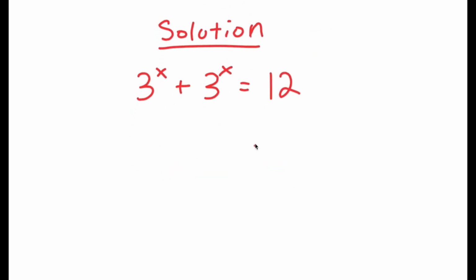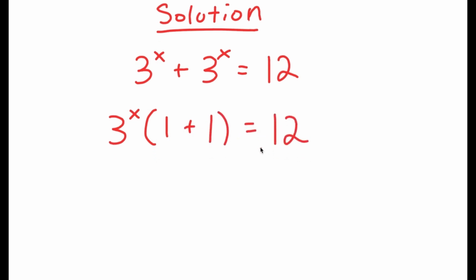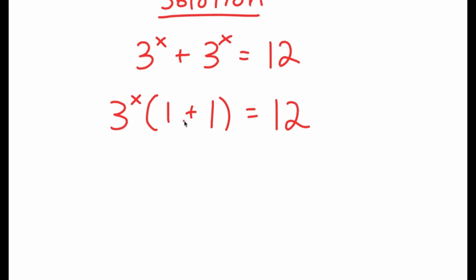And what I'm first going to do is factor out 3 to the power of x. So I get 3 to the power of x times 1 plus 1 is equal to 12. Now 1 plus 1 is 2, so I get 3 to the power of x times 2 is equal to 12.